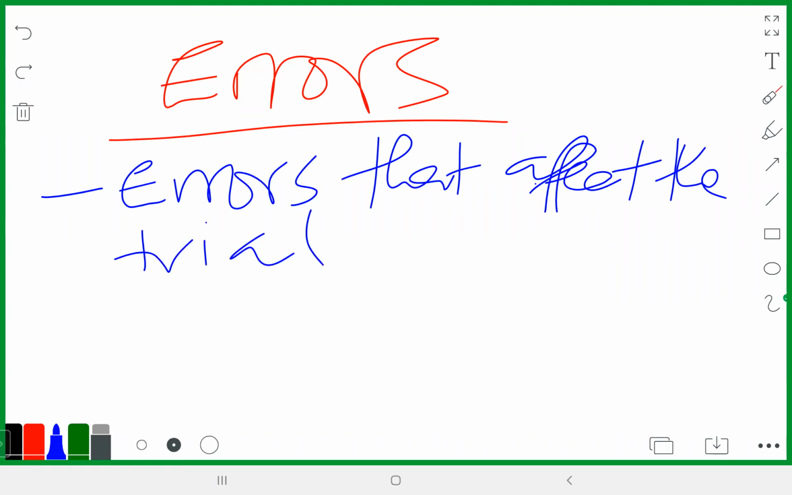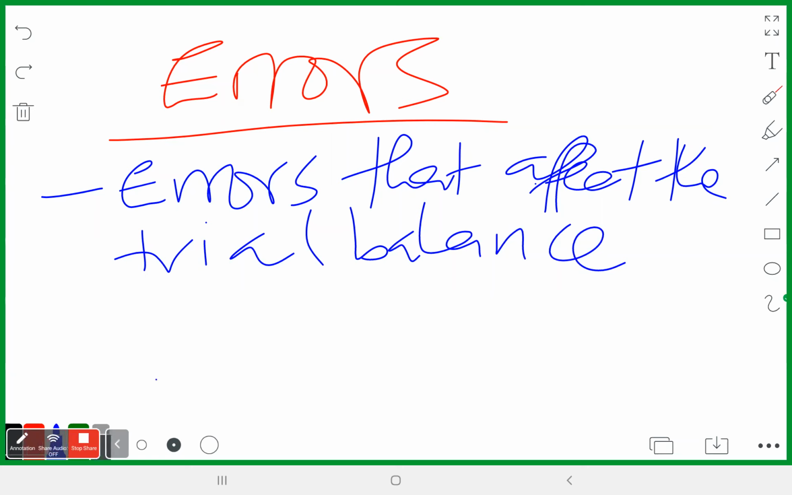The trial balance, just as the name suggests, always has to balance. But there are some errors that, if you commit them, the trial balance will not balance. So the errors that affect the trial balance are the ones that we are going to start with.